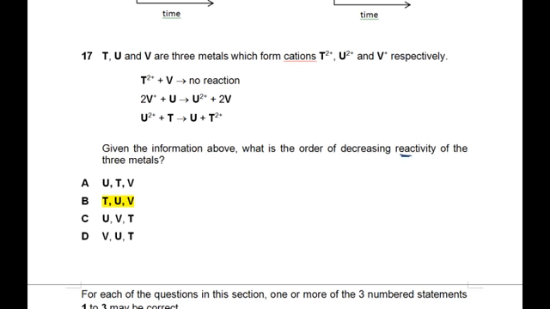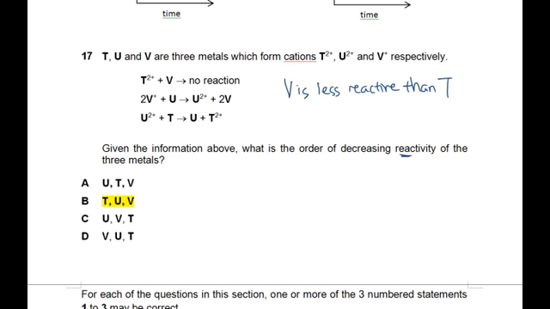Okay, we are trying to determine the order of reactivity of the three metals based on a few reactions. So we look at the first one. T2+ exists as an ion, you put in a metal V and there is no reaction. Whenever we put a more reactive metal into a less reactive metal ion solution, there should be a displacement. But if there is no displacement, we will know that V is less reactive than T.